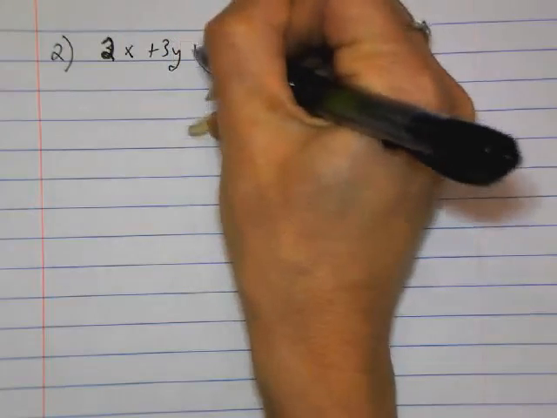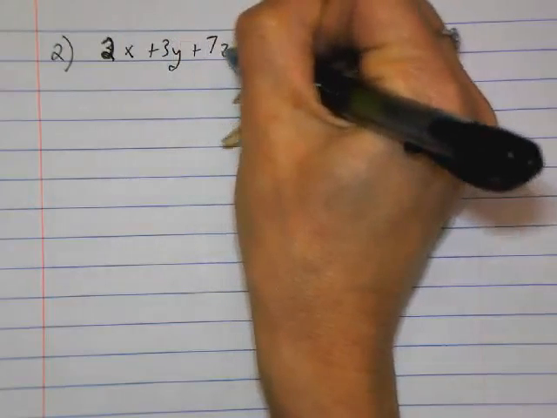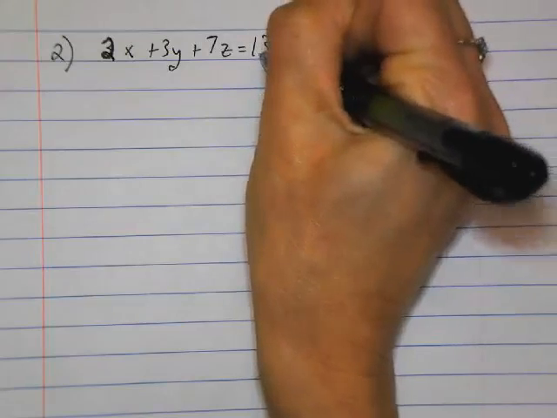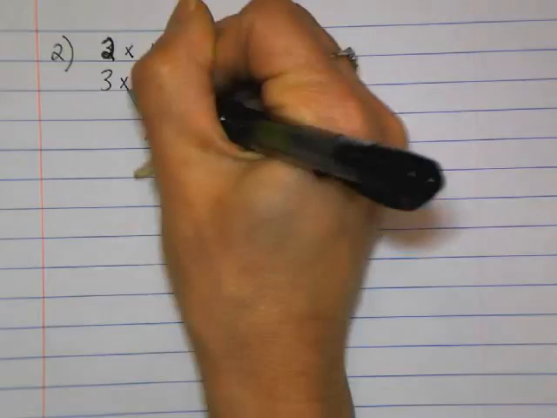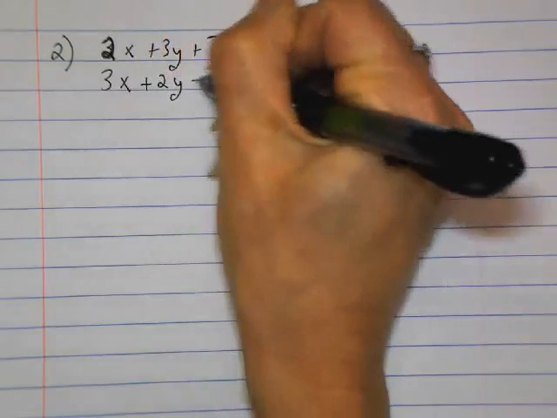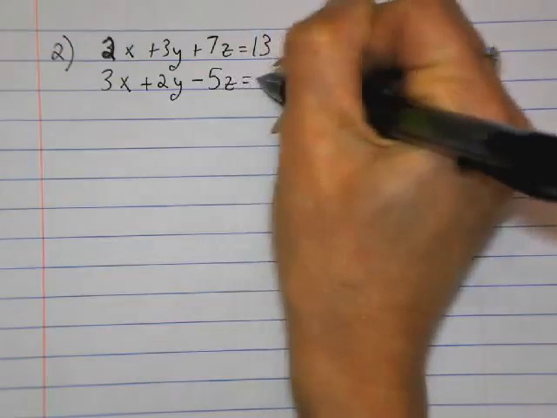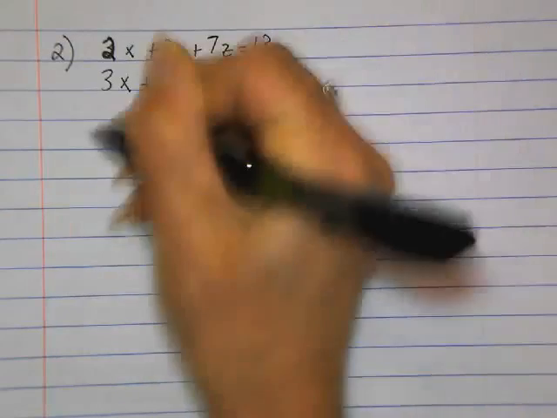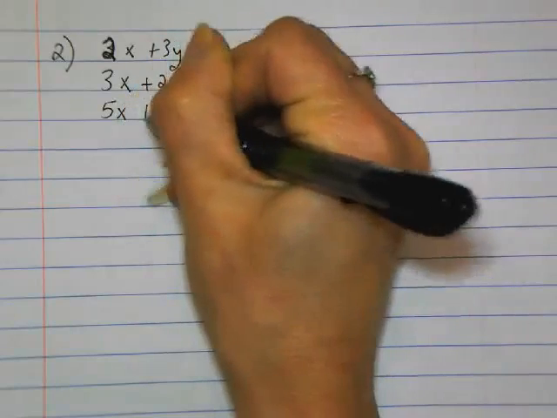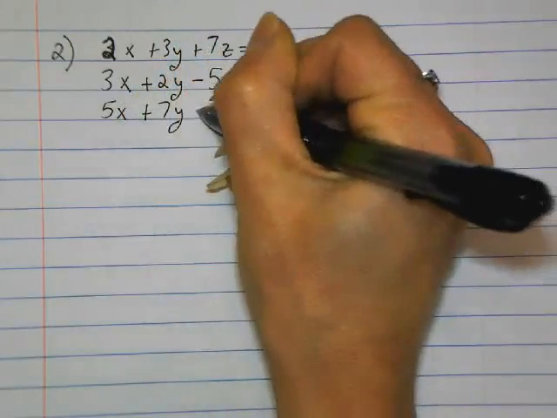2x plus 3y plus 7z equals 13. 3x plus 2y minus 5z equals negative 22. 5x plus 7y minus 3z equals negative 28.